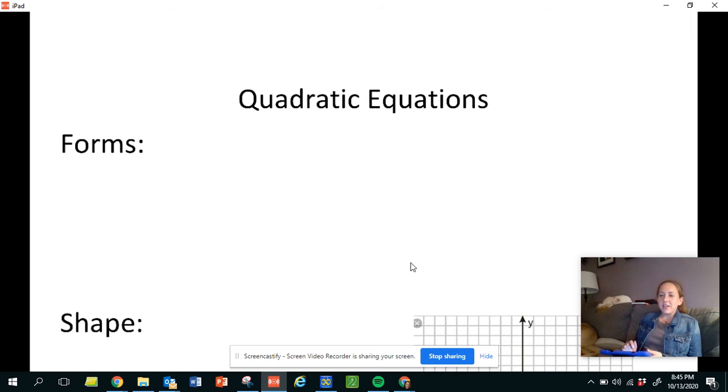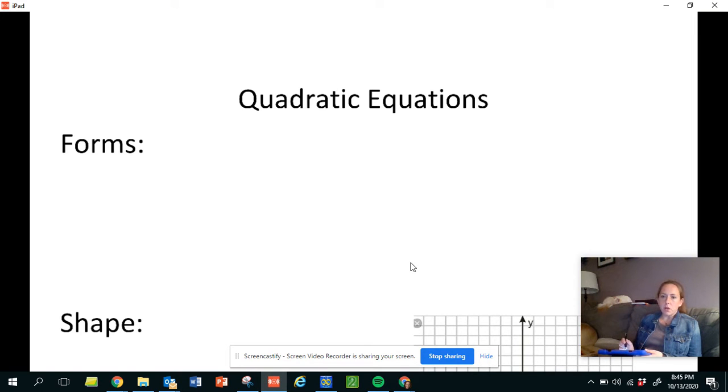Hi guys. Today we're starting Unit 2, which is about quadratic equations. We're going to start by going over what makes a quadratic and some of the key features of quadratics.